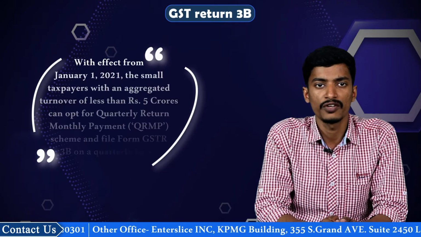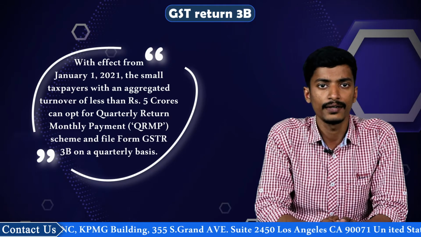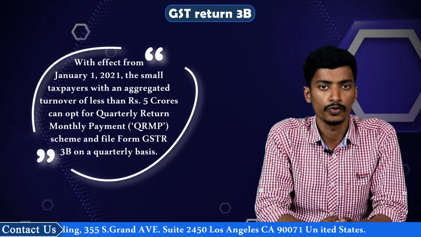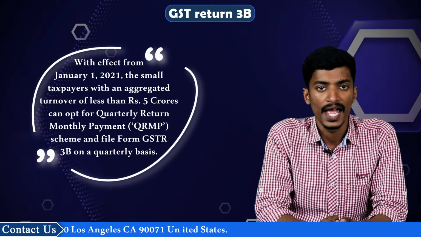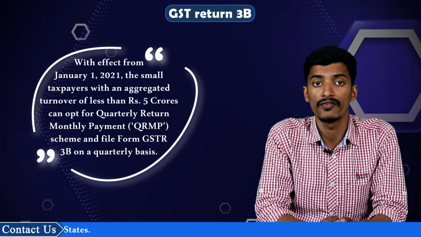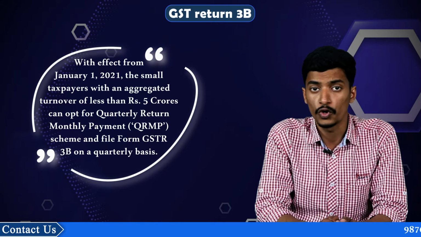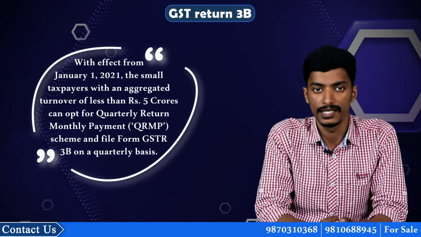With effect from January 1st, 2021, the small taxpayers with an aggregated turnover of less than 5 crore rupees can opt for the quarterly return monthly payment scheme and file Form GSTR3B on a quarterly basis. However, if such taxpayers do not opt for this scheme, they are required to file the return on a monthly basis.